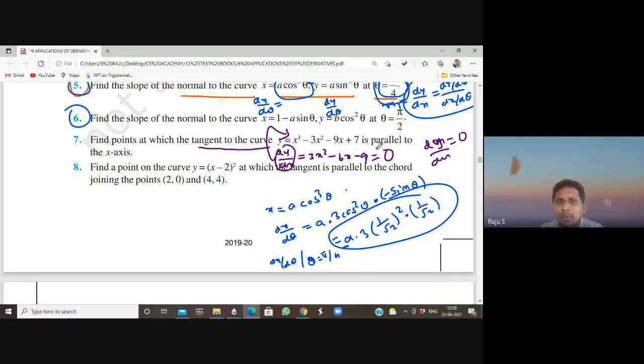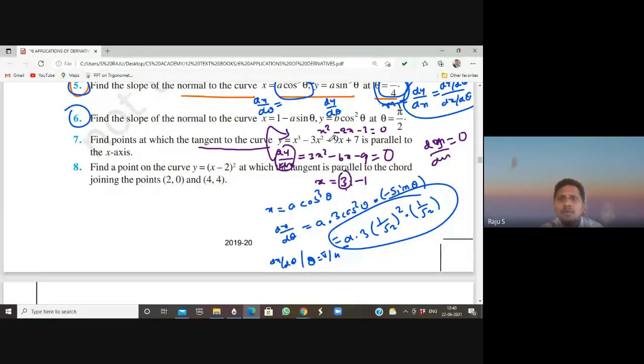If they don't give parallel to the x-axis, we should not equate dy by dx to 0. When we equate to 0, it is a quadratic equation and we are going to get some x values. 3 is common, so x square minus 2x minus 3 is equal to 0. What are the x values in this case? I think minus 1 and 3, so 3 comma minus 1. Am I right? Okay, let us assume this is 3 comma minus 1.